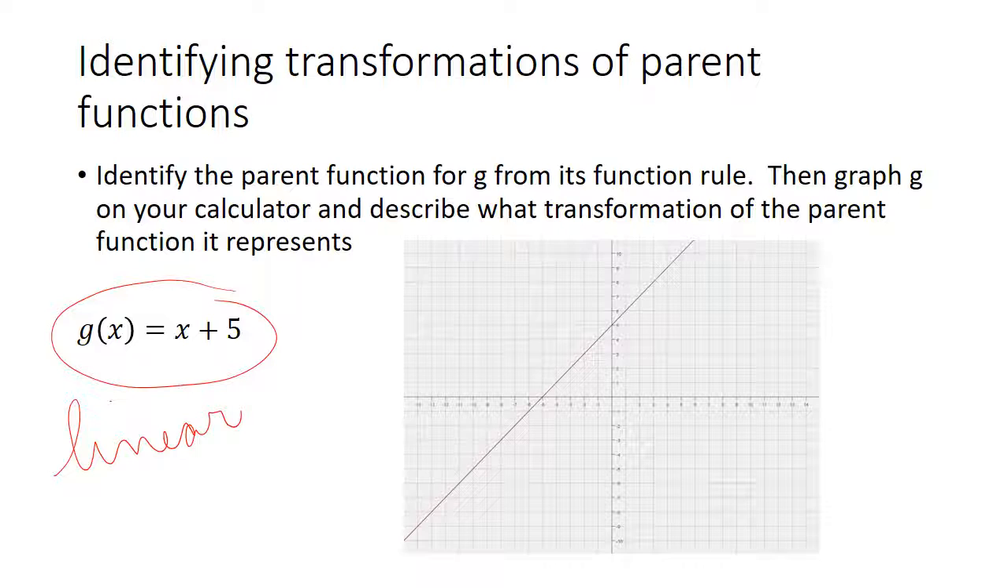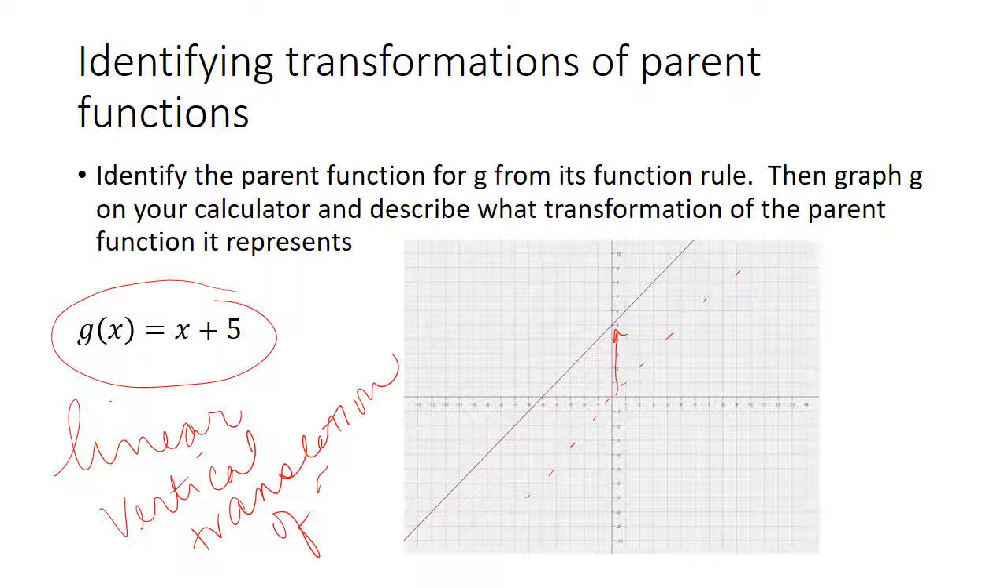So let's describe the transformation of the parent function. So if the parent function is supposed to be like right here, what have we done? We have done a vertical translation of 5 units up, because we've moved up. So you could say that this is a vertical translation of 5 units up.